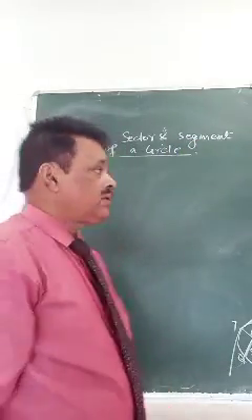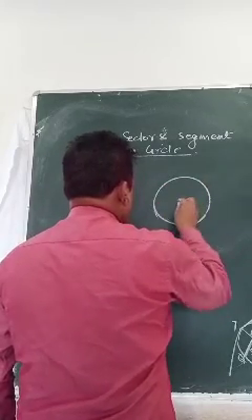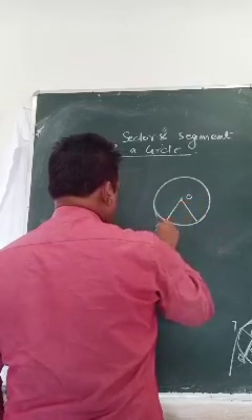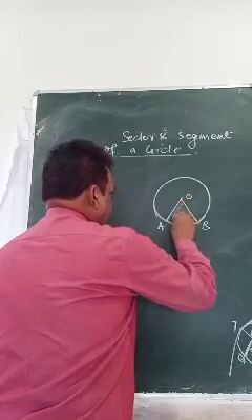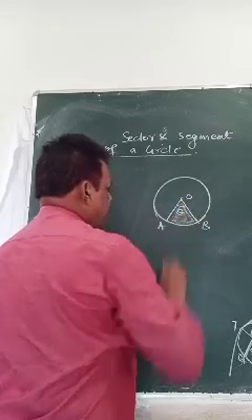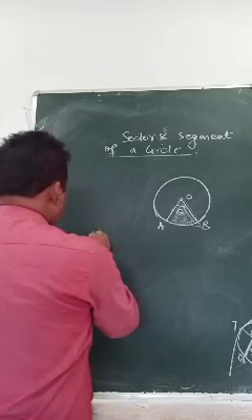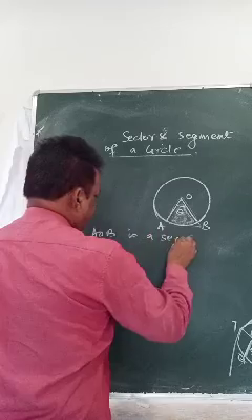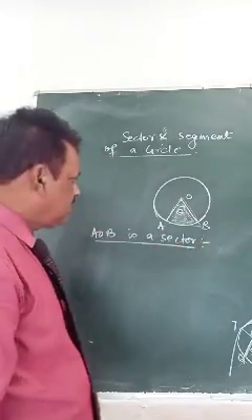Okay, so look at here. This is a circle with center O. These are the radii OA and OB. Then this part, if this is the angle theta, then AOB is a sector. Okay, AOB is a sector.